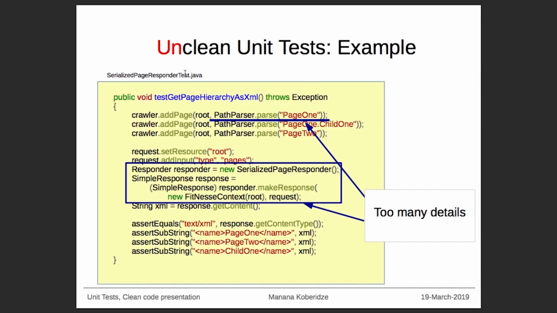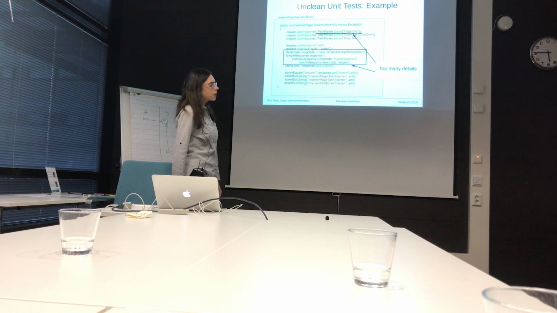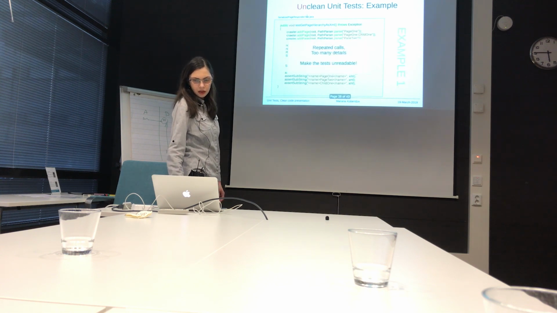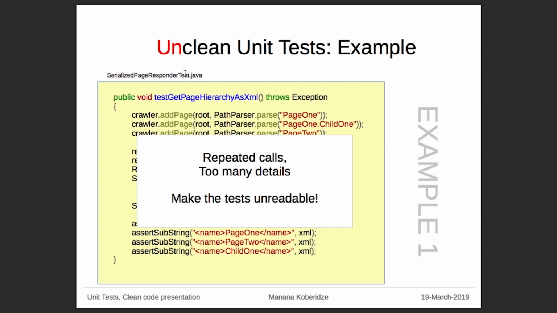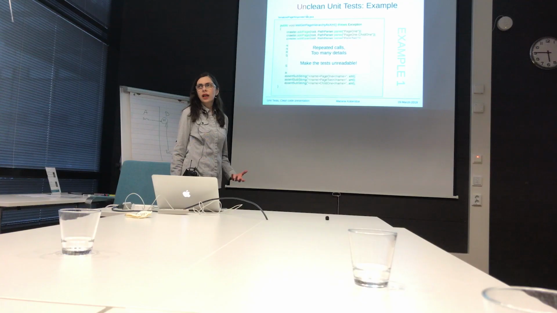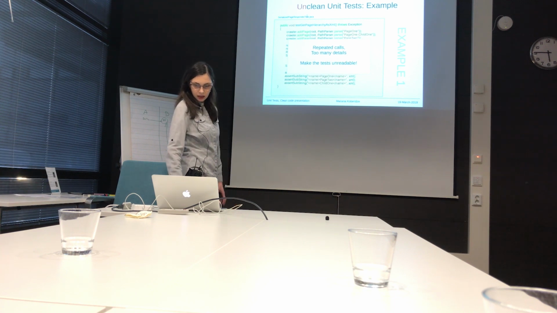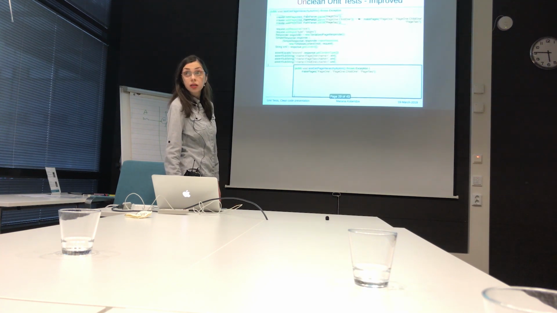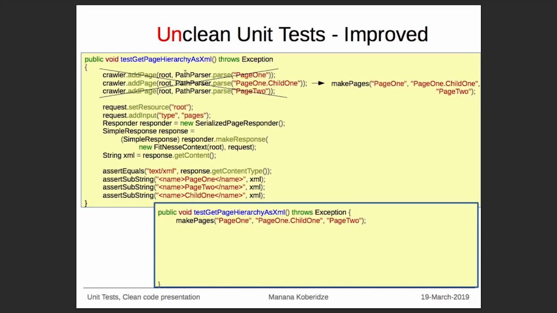We have too many details. Too many details and repeated calls make the unit test unreadable. We get lost in unnecessary information. So let's see if we can improve. Here, if we use just a single function instead of repeated calls, we can reduce 3 lines to 1.